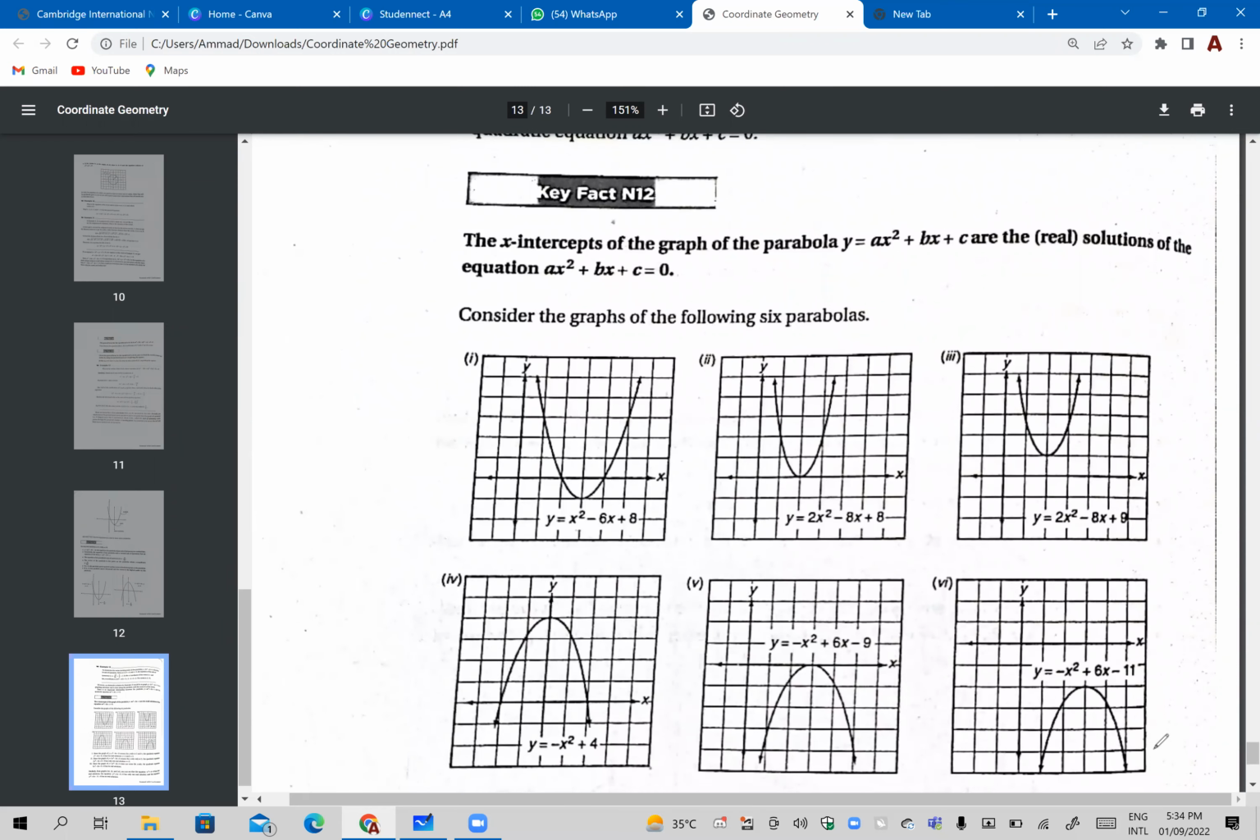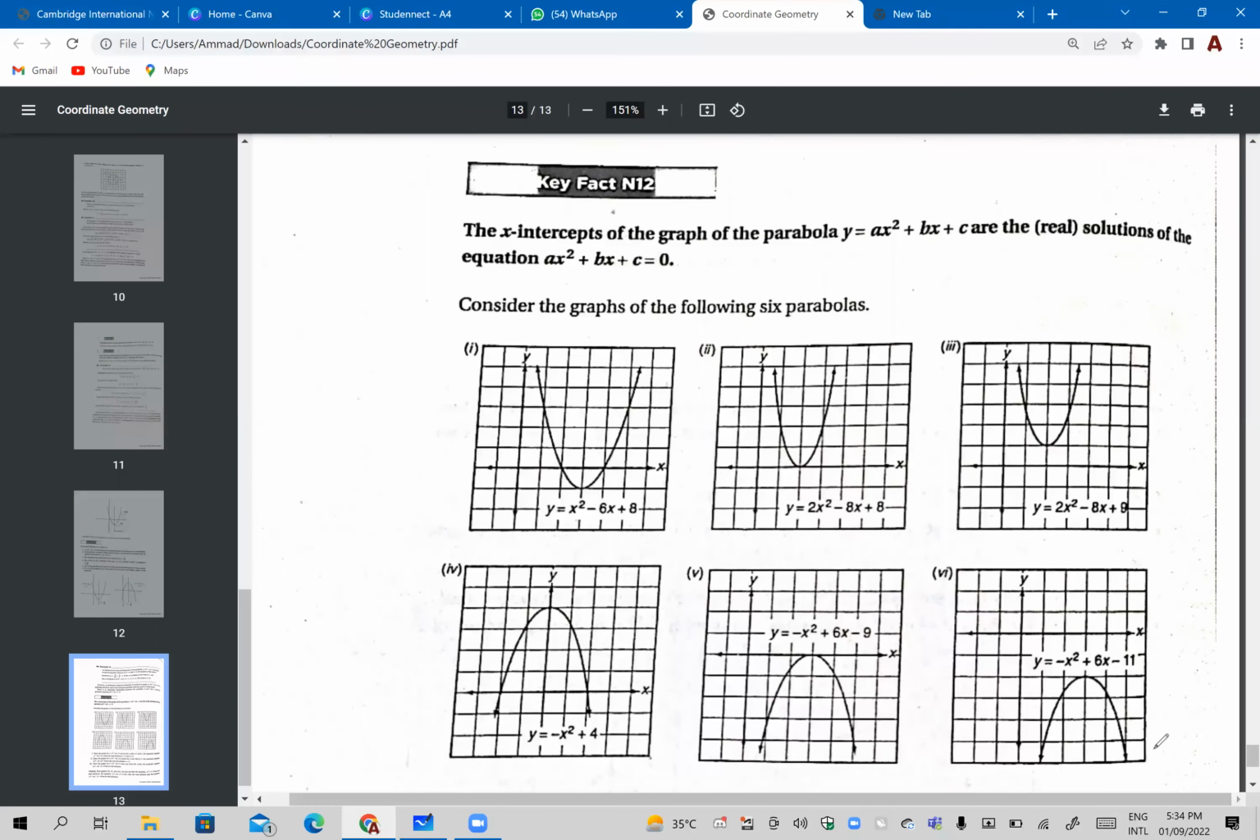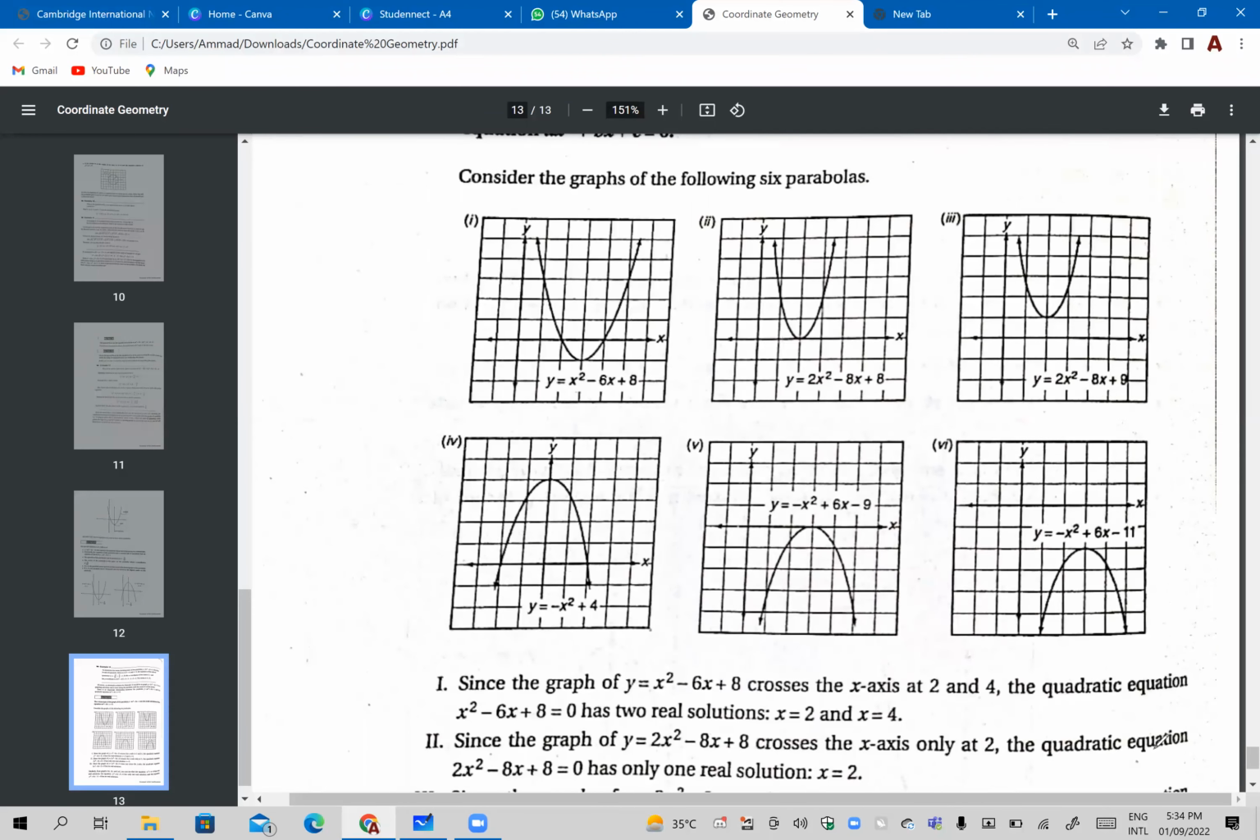The x-intercepts of the graph of the parabola y is equal to ax square plus bx plus c are the real solutions of the equation ax square plus bx plus c. यानी जो x intercepts हैं जहां पे x कट हो रहा है वही इसका solution भी है. यानी that is the value of basically the value of x, because that is just one point where the parabola touches the x axis. कुछ cases में ये होगा parabola intercept कर रहा होगा x axis को.